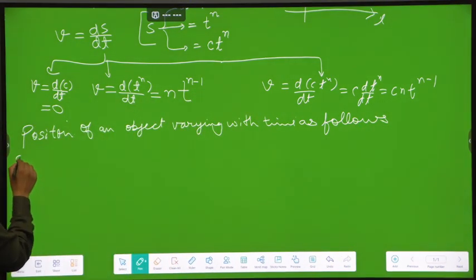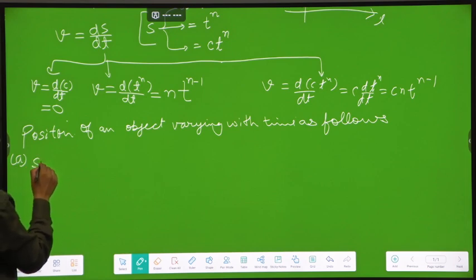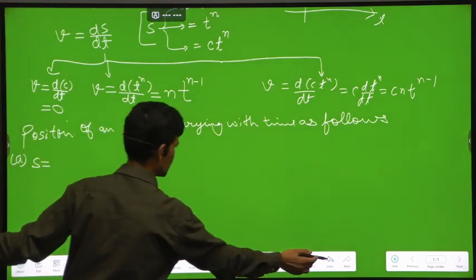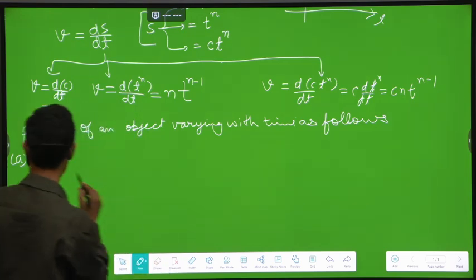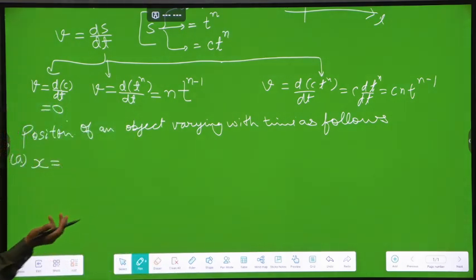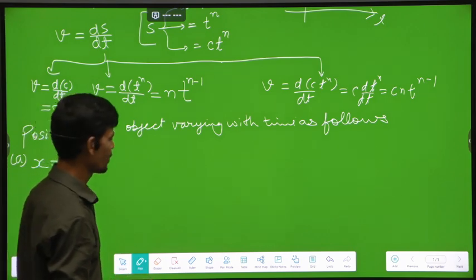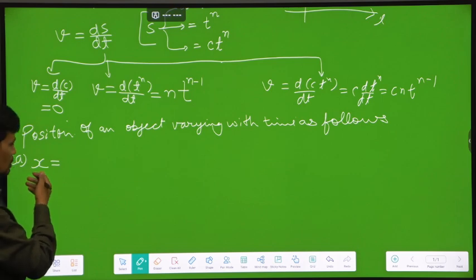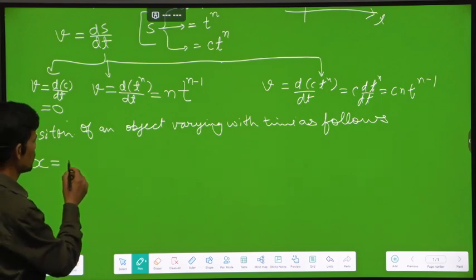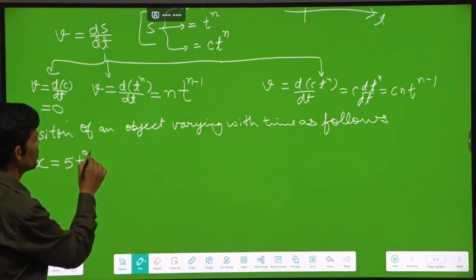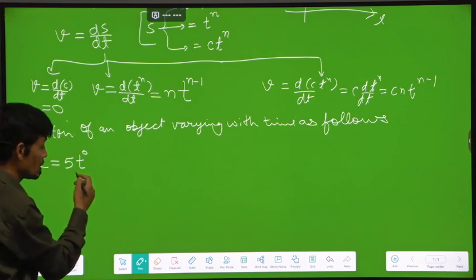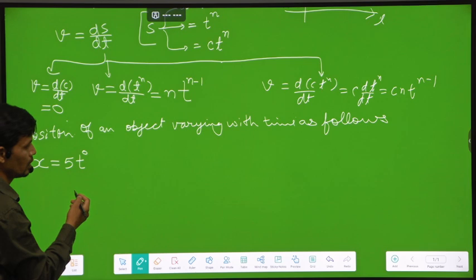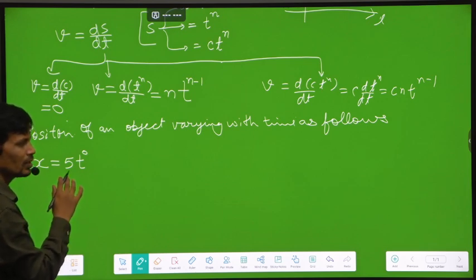First one, S is equal to, or sometimes in the place of S they can give X. Still the thing is the same. It also shows distance or displacement. It is showing along the x-axis. 5 t to the power 0. I have purposely given it in such a manner. And let us suppose all the values are given in SI units.